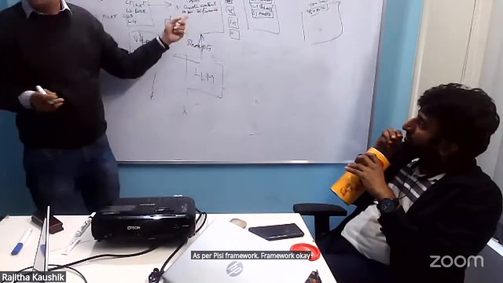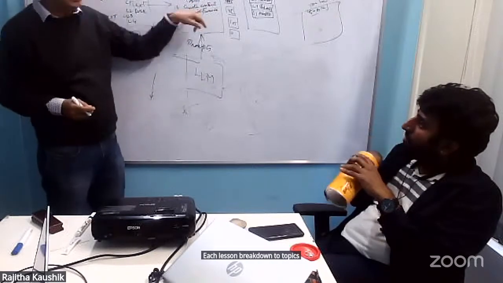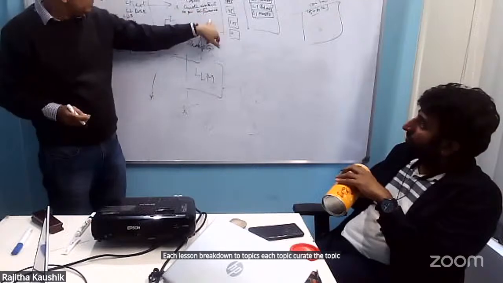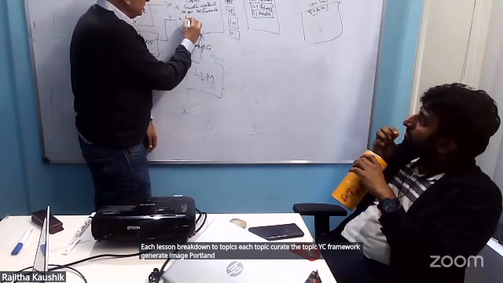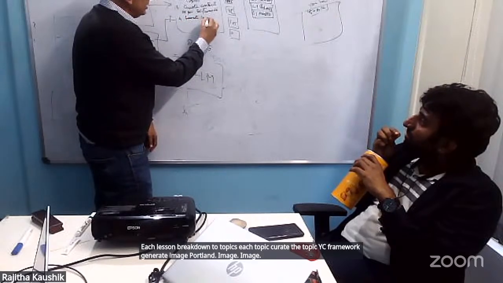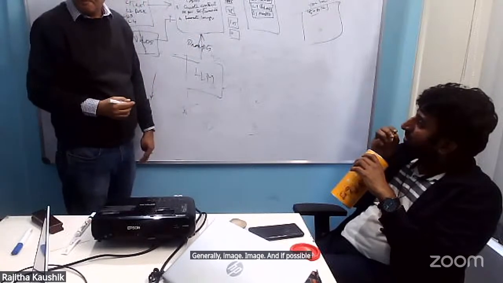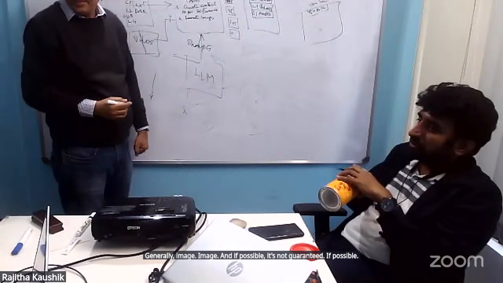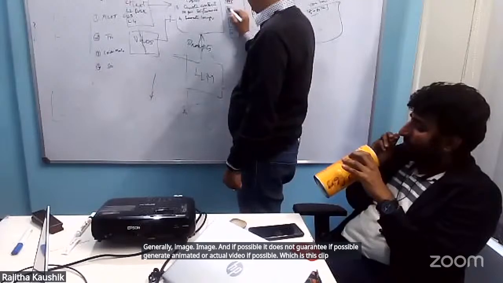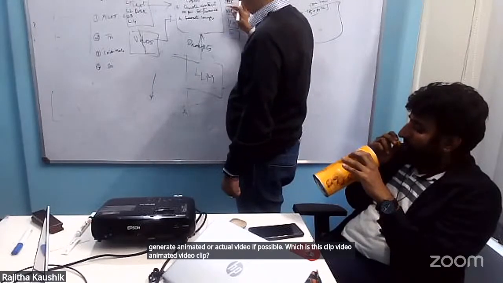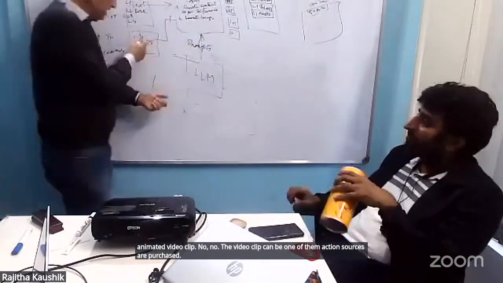So these are your things. Read each lesson, break it down to topics, and for each topic, curate the topic per the 5C framework, then generate an image. And if possible, it's not guaranteed, if possible, generate an animated or actual video. At the current, which is this clip? Video, animated video clip. The video clip can be borrowed from external sources, purchased, or our own.